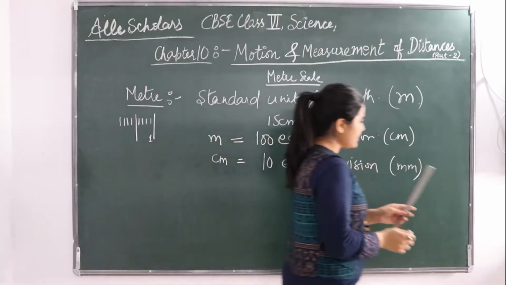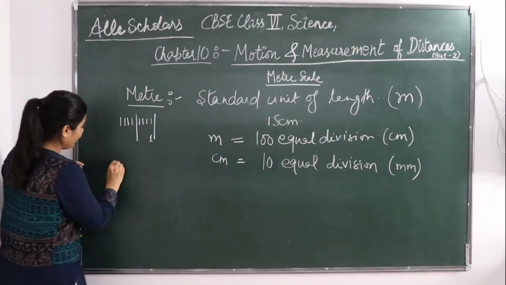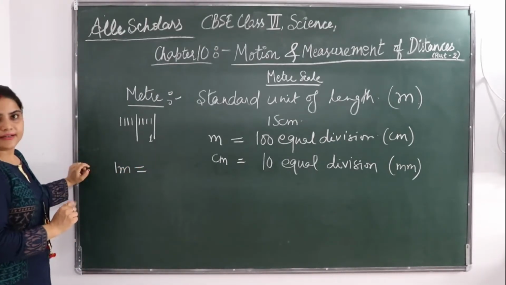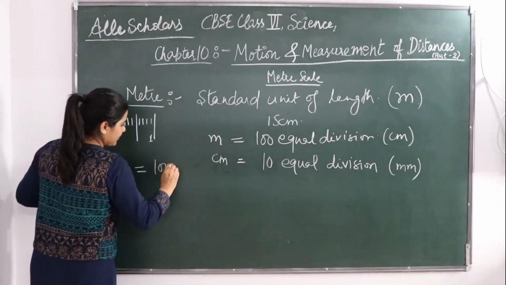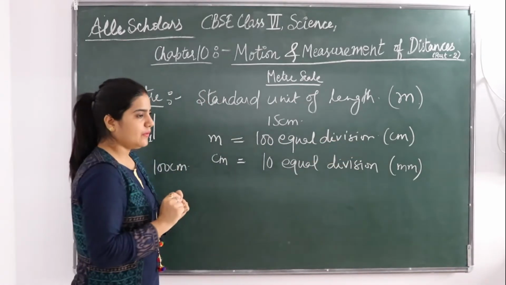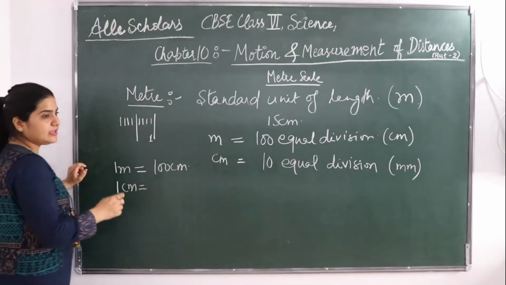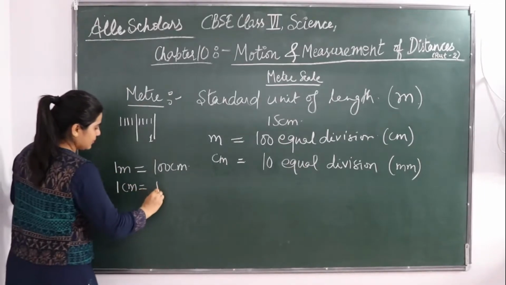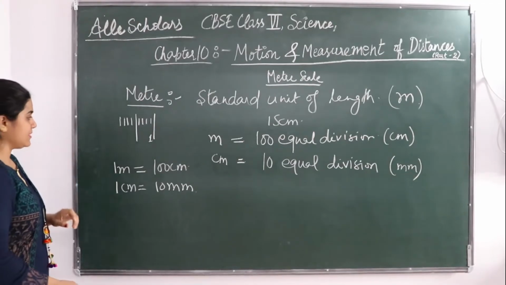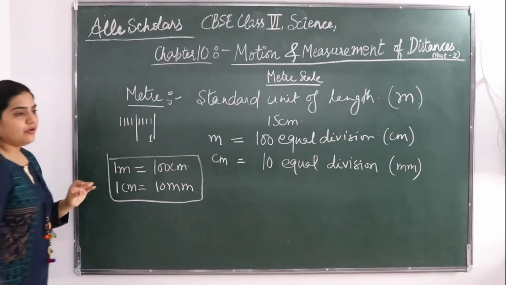Now let's see some of the units. 1 meter is equal to how many centimeters? 100 centimeters, because there are 100 equal divisions. See on your scale, that will be very clear to you. Now 1 centimeter is 10 millimeters. It has 10 equal divisions, so it is 10 millimeters. So this was the basis of the measurement of units.